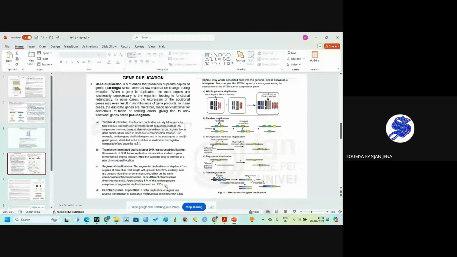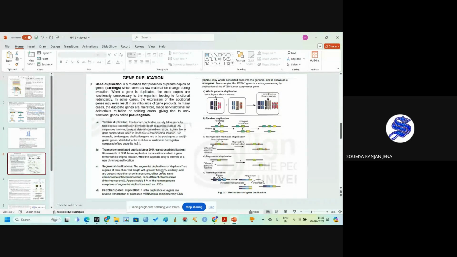Approximately 5% of the genome comprises segmental duplication such as LINEs. Segmental duplication means a large amount of transposable element is inserted in that genome, and this segmental insertion is similar to the previous genome, that is, 90% similarity.